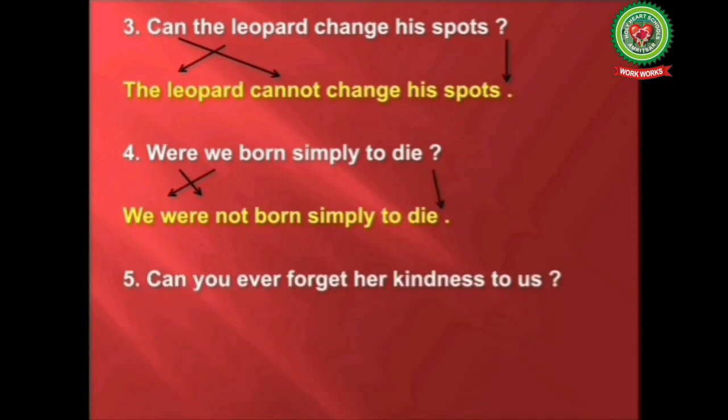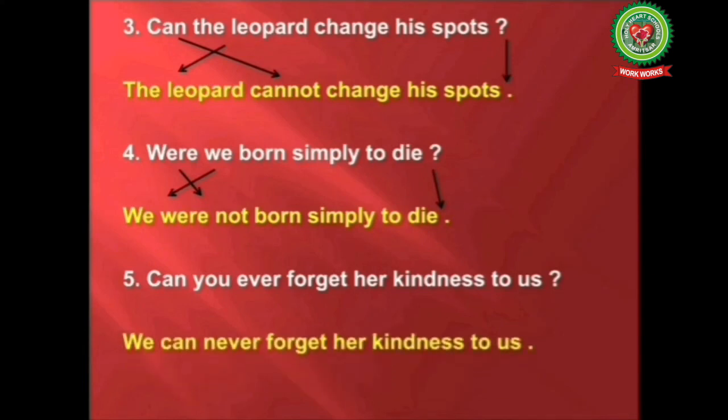Let's take one more example. Can you ever forget her kindness to us? Again, students, first of all, we have to interchange the position of subject and the helping verb. Then you can see the question is in positive form. So here, instead of writing not, we will use never, that is the negative word for ever. So our answer is: we can never forget her kindness to us. And at the last, the question mark will change into a full stop.